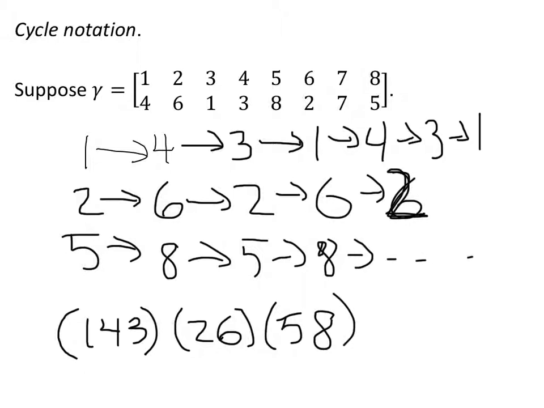Let's see what number we haven't used. We've used 1, 2, 3, 4, 5, 6. We're missing 7. Okay, so what about 7? Well, 7 maps to 7. So we can just close the parenthesis like that. And so this is what's known as cycle notation. It's not too bad once you get used to it, but it's a very necessary skill for the things that we'll be doing the rest of the semester.